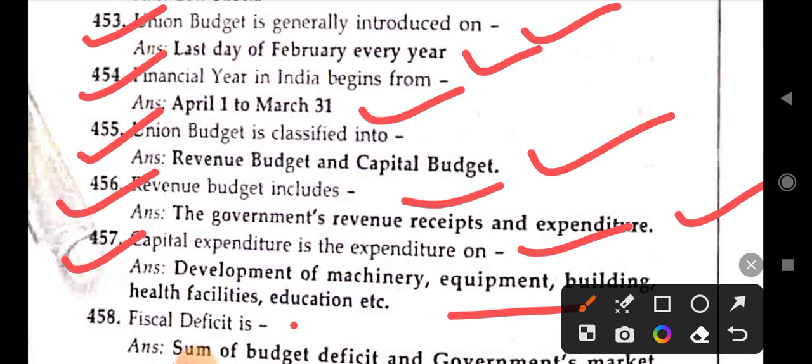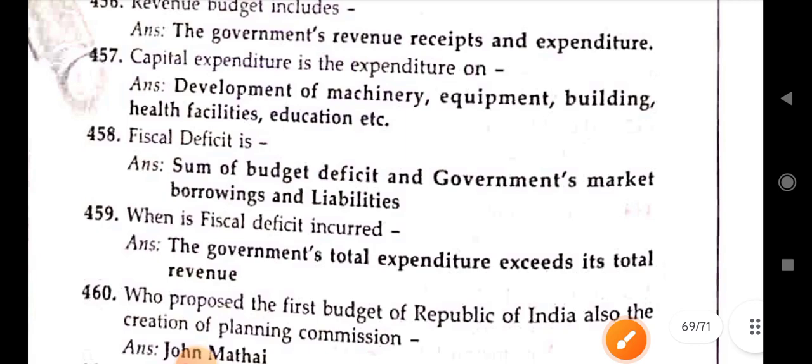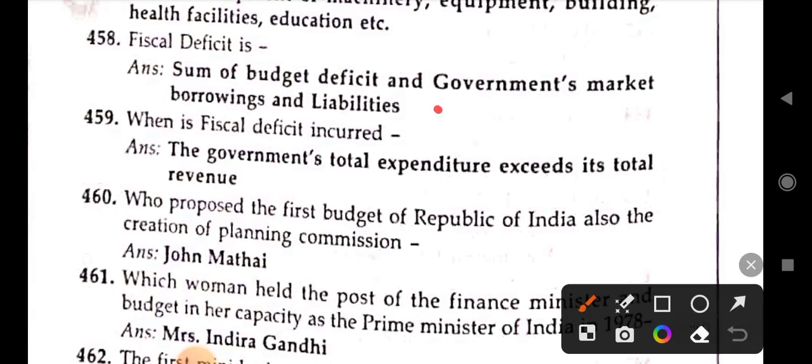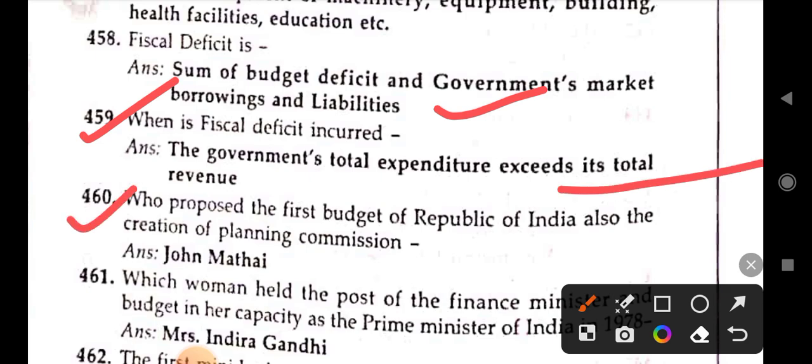Next, fiscal deficit is the sum of budget deficit and government market borrowing and liabilities. A fiscal deficit is incurred when the government's total expenditure exceeds its total revenue. Who presented the first budget of Republic India, and also proposed the creation of the Planning Commission? John Mathai.